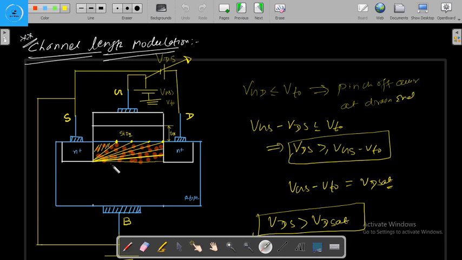Because of that, the effective channel length, we can say this is the L effective. The effective channel length is decreasing, and the depletion region near the drain is increasing.